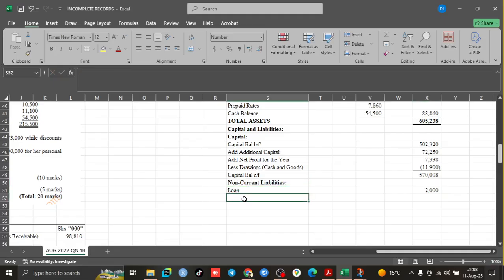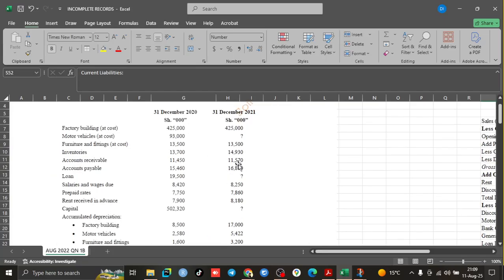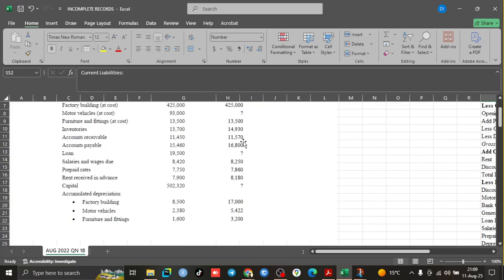There is no other non-current liability. We have current liabilities: accounts payable, accruals, all those. Let's start with the most obvious one, accounts payable. Use the carry forward, it was a direct figure, no adjusting. Carry forward because we are reporting for 2021. Accounts payable of 16,800.